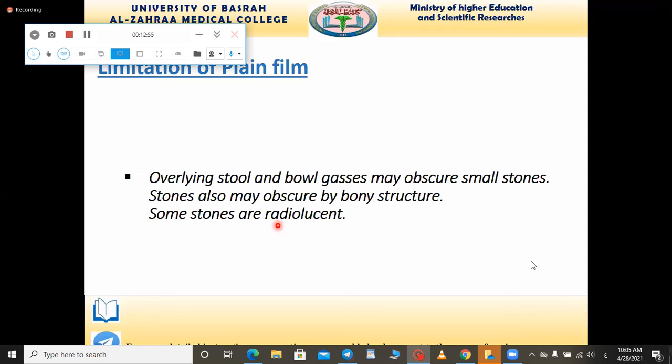أتمنى تكتبون هاي الملاحظات. Radiolucent, how many? The percentage of radiolucent stones is 10 to 15%.